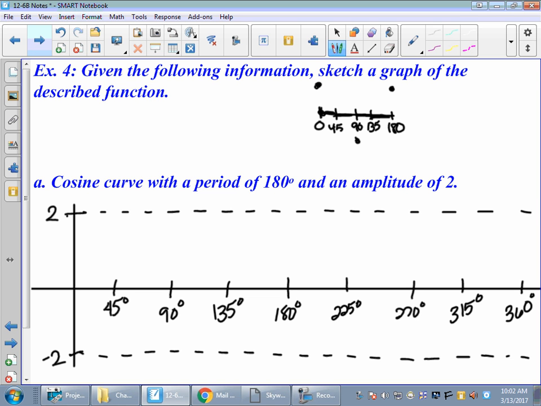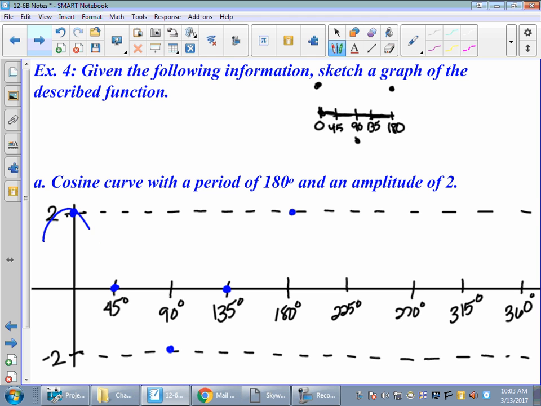And then we're going to do our 5 points. So for our 5 points, cosine starts up. So we're going to start at 0, 2. That's my ordered pair. I'm going to end this first period up at 180, 2. We'll deal with the second period in a second. We're going to finish this whole period. If I'm up at 180, halfway would be 90, -2. So I'm going to be down. And then middle. So 45, 0, and 135, 0.